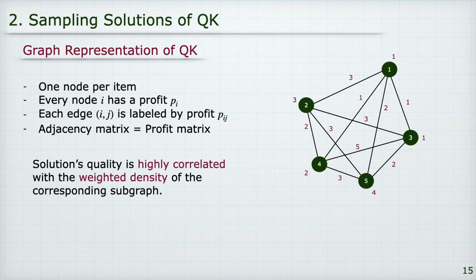The reason why we use this graph representation is because the solution's profit is directly related to the density of the corresponding subgraph. Then it would be very tempting to use GBS on the profit matrix to sample solutions for the quadratic knapsack problem. However, the problem is that identifying dense subgraphs will not necessarily give solutions that respect the capacity constraint, so we cannot use GBS directly on the profit matrix.